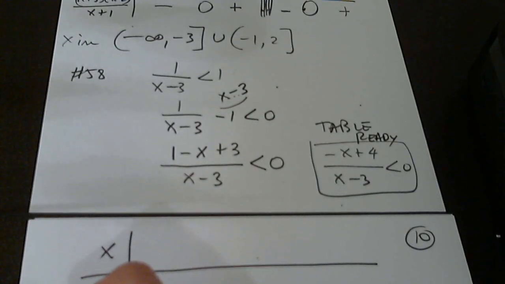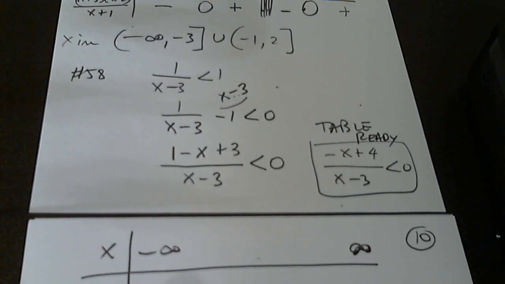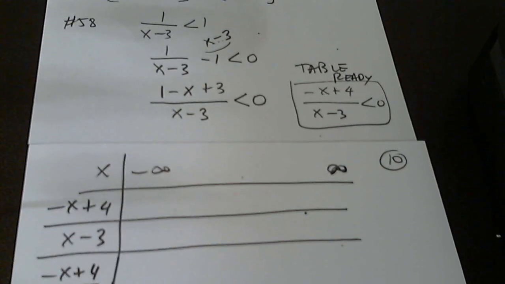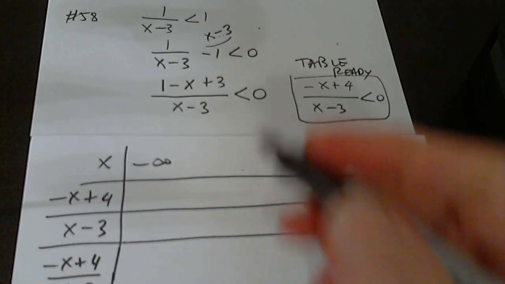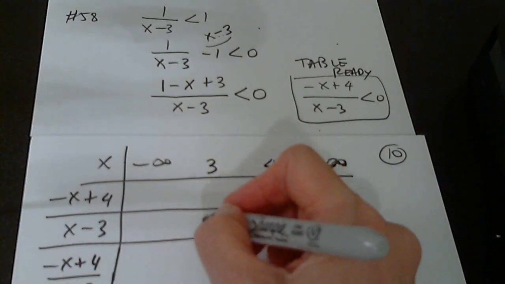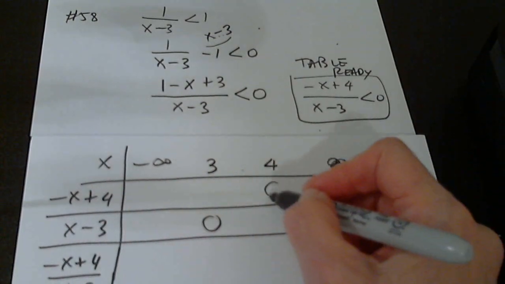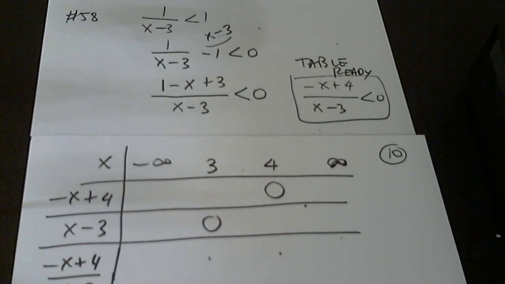So x is the variable in the problem. Negative x plus 4, x minus 3, negative infinity to infinity, and of course, negative x plus 4 over x minus 3. Which x values go into the table? 3 and 4. Very good. In that correct order. This is 0 at 3. This is 0 at 4. Now I need to know what happens here, and then I fill in the signs and I'm done.